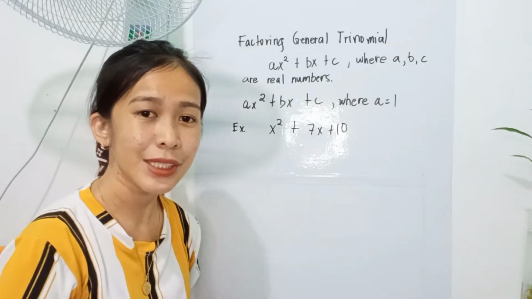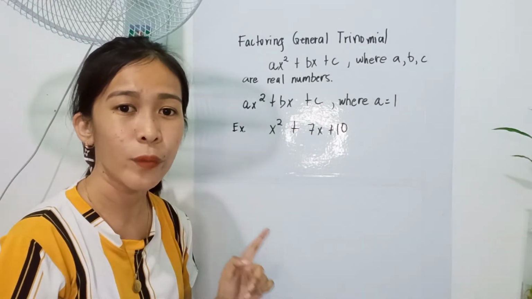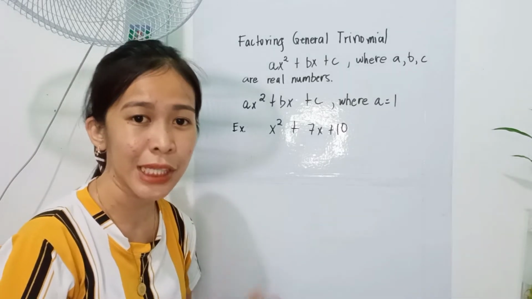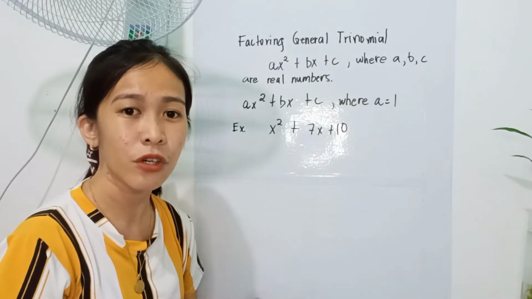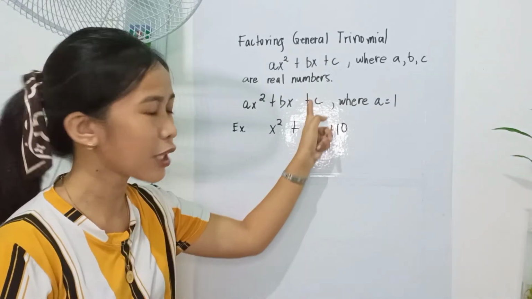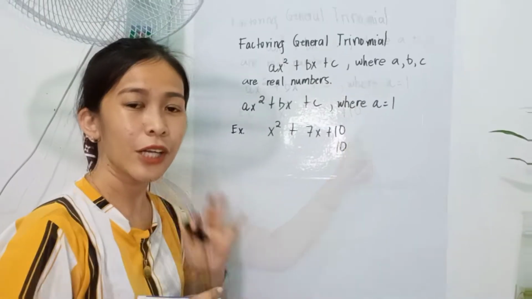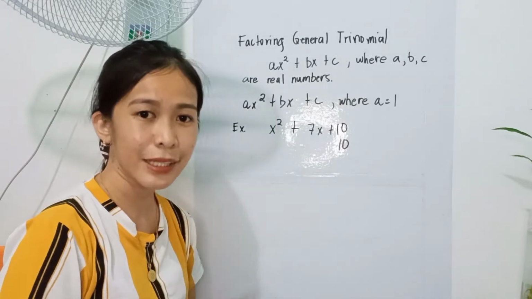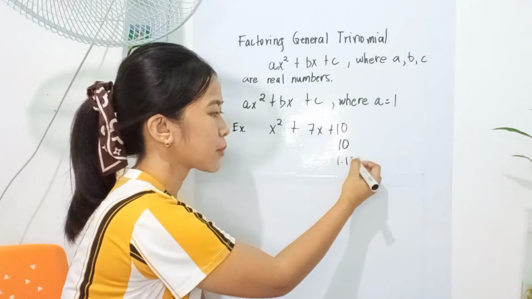So, for the first step in factoring this kind of trinomial, we are just going to list down all the possible factors of c. Okay? Ililista lang natin lahat ng posibleng factors na mayroon kay c. Ito si letter c. Therefore, our c here is 10. So, ano-ano ba yung mga factors ng 10? Ano-ano yung dalawang number na kapag pinag-multiply natin, 10 ang sagot. So, we have 1 times 10.